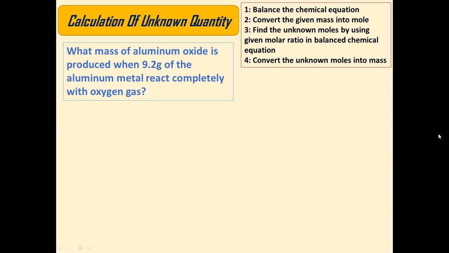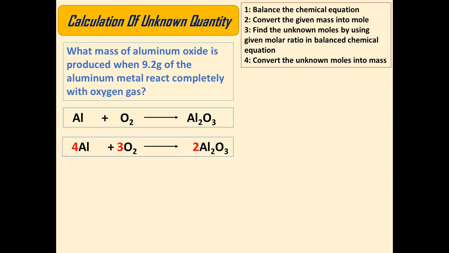For example, we're asked what mass of aluminium oxide is produced when 9.2 gram of aluminium metal reacts completely with oxygen gas. So first we're going to write the balanced chemical equation. For example, the aluminium reacts with oxygen and produces aluminium oxide. So we're going to see whether it is a balanced chemical equation. If it's not, we will first convert it into a balanced chemical equation by adding coefficients.